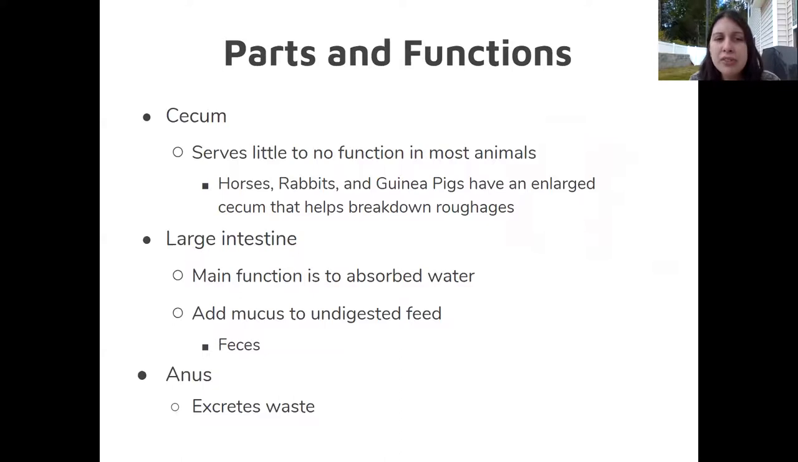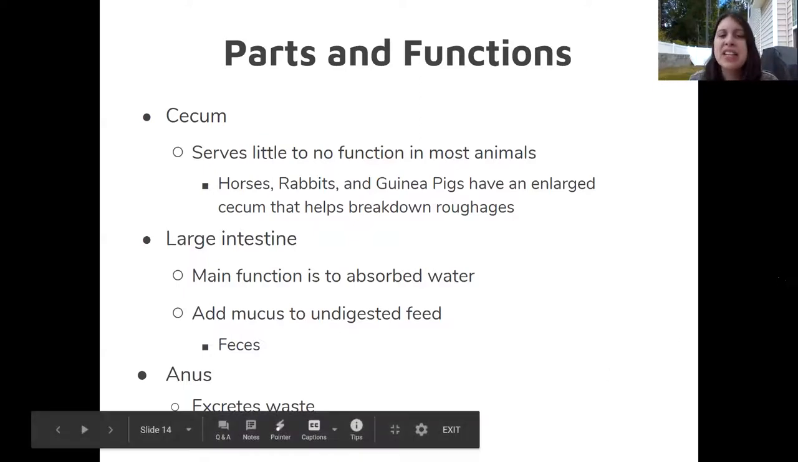Whatever is left is going to get sent to the large intestine. The large intestine's only job is to absorb water. The large intestine is really important if you don't want diarrhea. If the large intestine isn't working, it's not going to absorb the water. And then you're going to have a lot of poop mixed with a lot of water, which is why we have animals that get diarrhea. That's why we also get diarrhea.